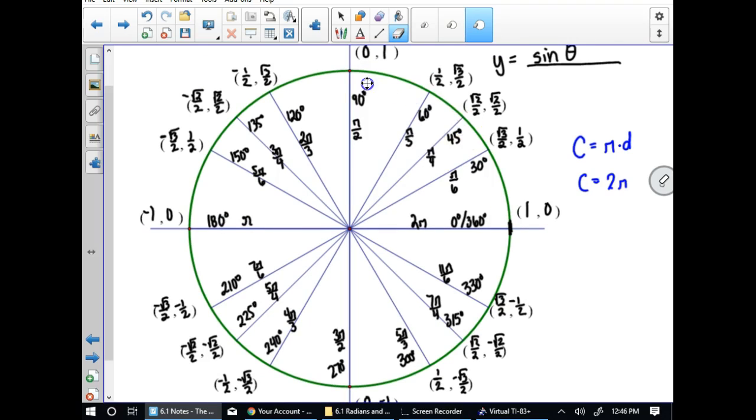Pi over 2 is a quarter of the circle, right? So I start right here at 0, and I'll say 1, and I'm going to go clockwise because it's negative. 1 pi over 2, 2 pi over 2, 3 pi over 2, 4 pi over 2, 5 pi over 2, 6 pi over 2, 7 pi over 2, 8 pi over 2, 9 pi over 2, 10 pi over 2, 11 pi over 2. So I'm just going around a quarter of the circle at a time and counting up to 11.